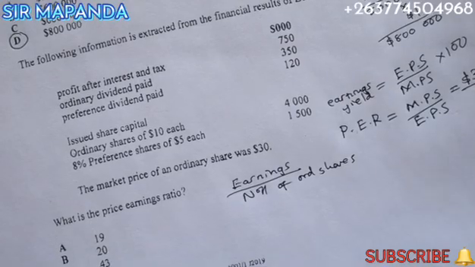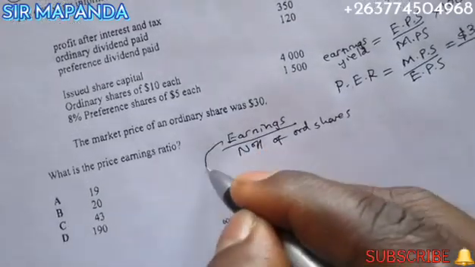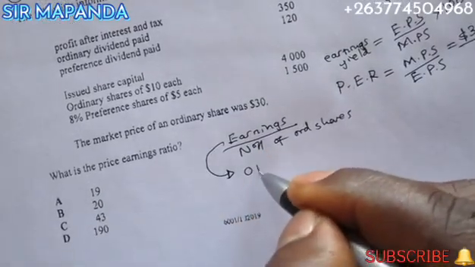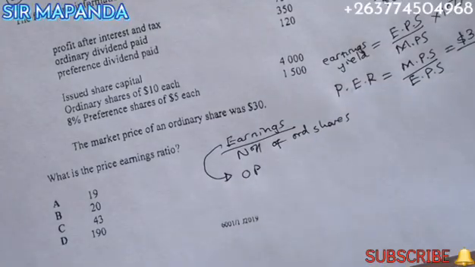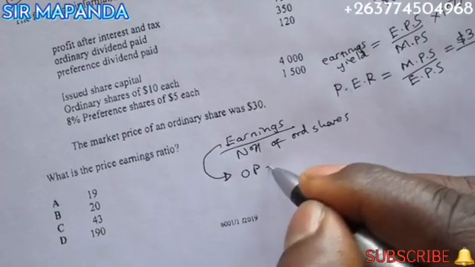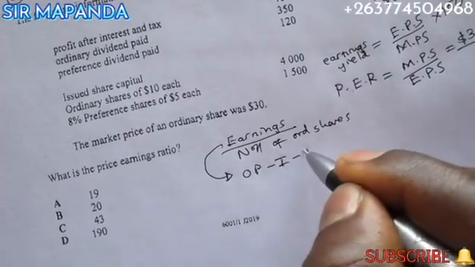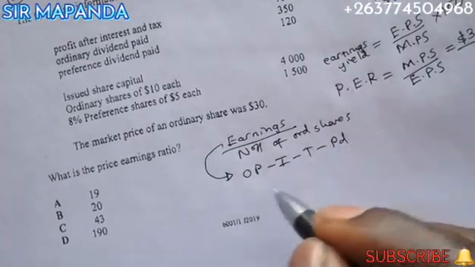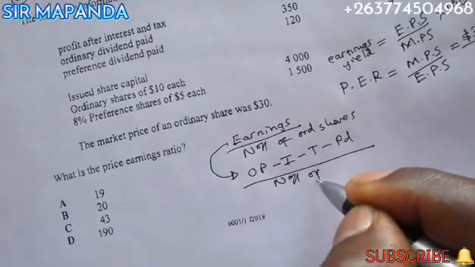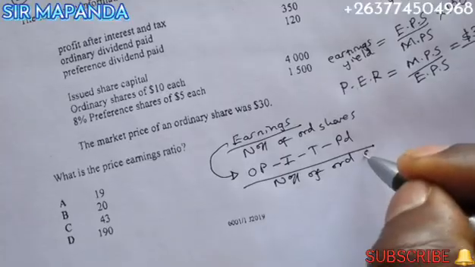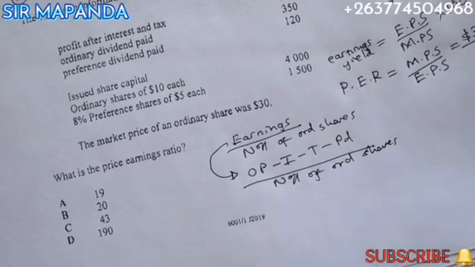Earnings divided by number of ordinary shares. So in order to calculate the earnings, you take operating profit first. Then you have to deduct 3 items from the operating profit, which are interest, tax, as well as the preference dividends. Then you divide by the number of ordinary shares. I hope you are following.